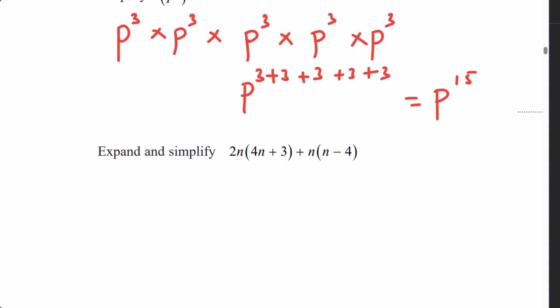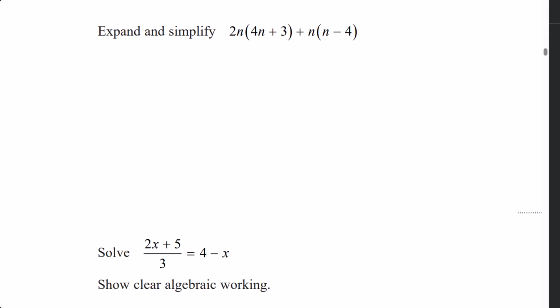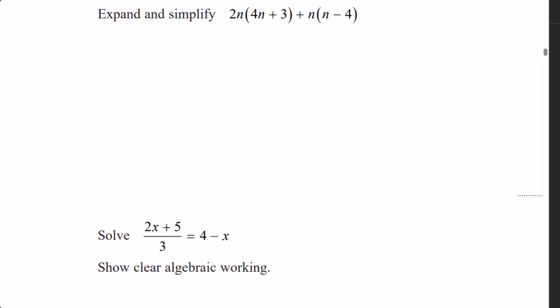And so if you want to do the next question, which says expand this and simplify. Now, one thing you could do is you have to expand every bracket here and then simplify. So if you do 2n times 4n, that'll be 8n squared. Then 2n times 3, 6n. And then next, n times n squared. And n times minus 4 is minus 4n.